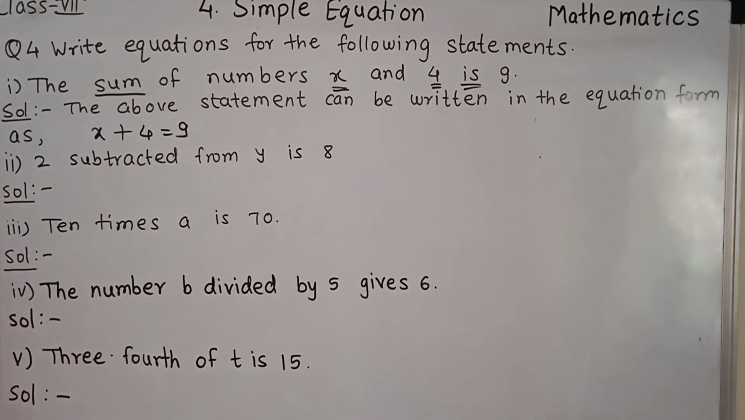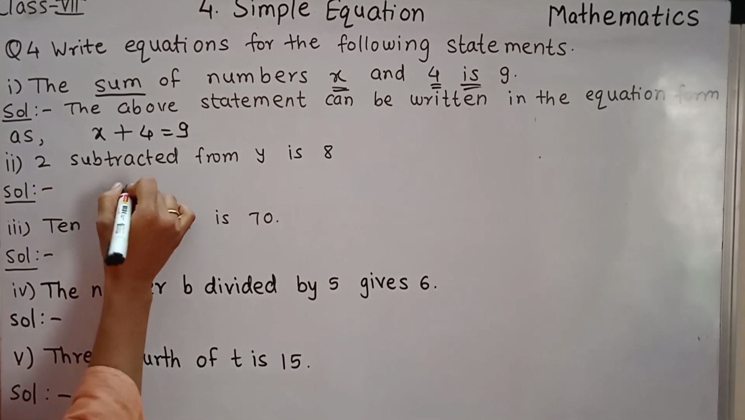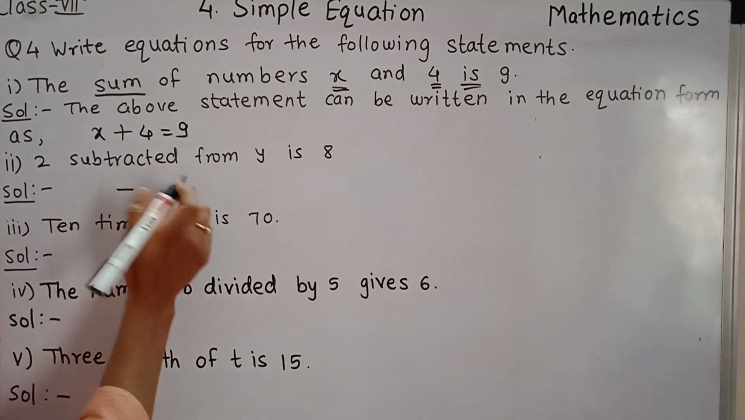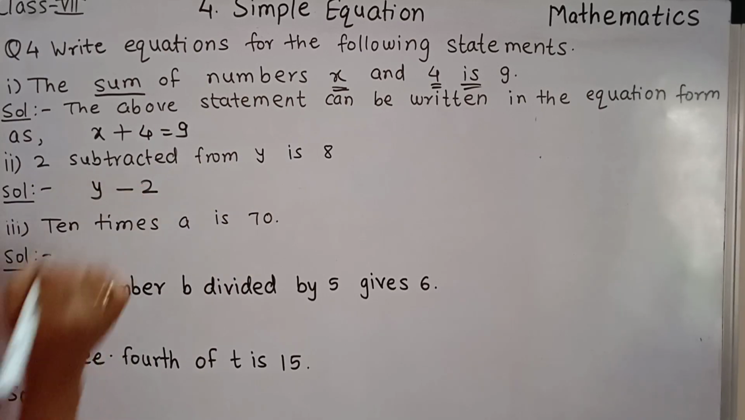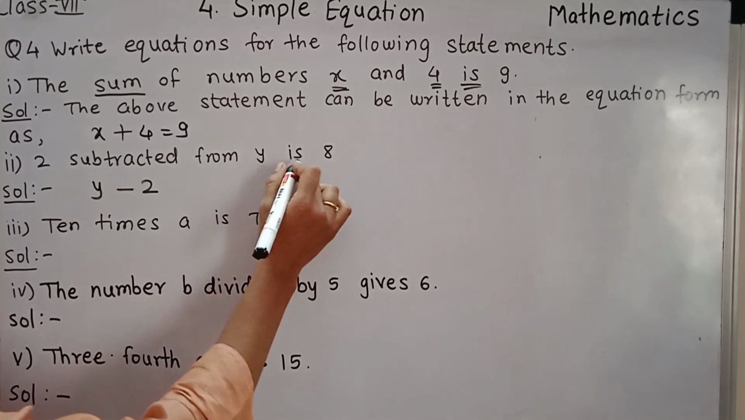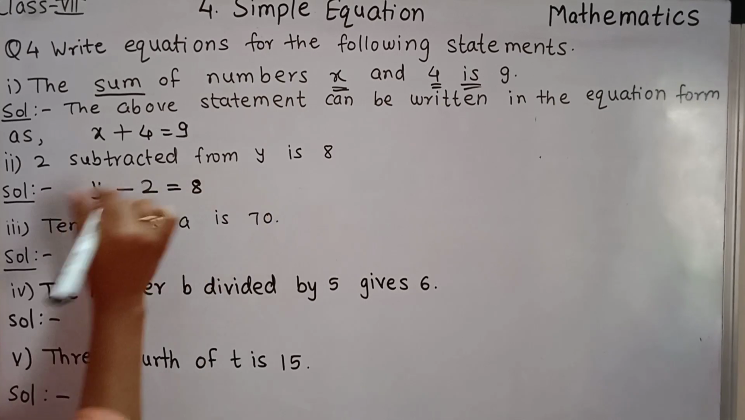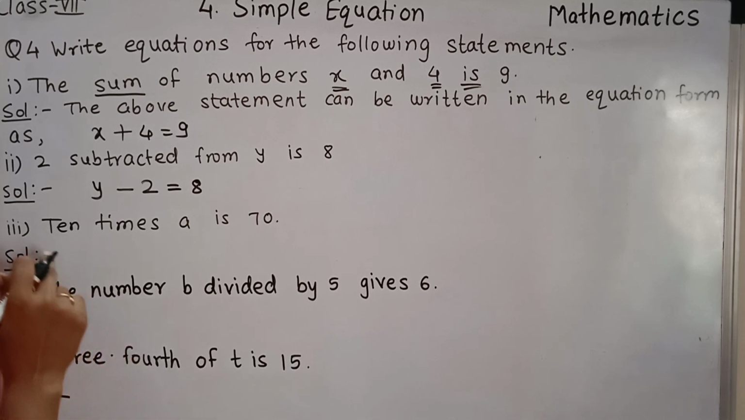Moving to the next question: 2 subtracted from y is 8. Here we have to do the subtraction. So 2 is subtracted from y, so the equation will be y minus 2, and "is" means equal to, and it is 8. So the equation can be written as y minus 2 equal to 8.